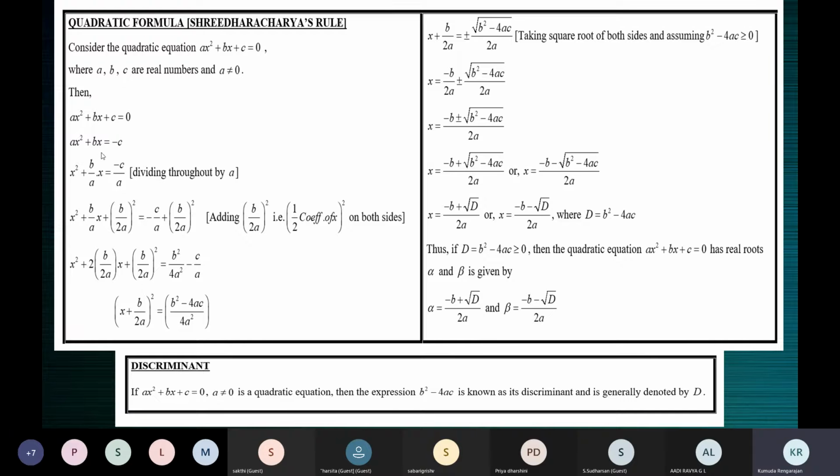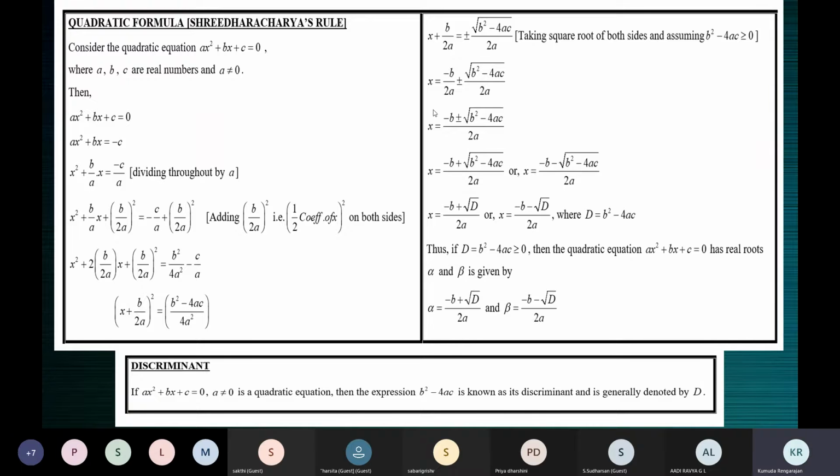So where's the x term? This is the x term. What's its coefficient? B by a. What is half of that? B by 2a. What is the square of that? B by 2a, the whole square. Add that to both the sides. Then you'll have to show that this b by a x is of the form 2pq, so 2 into p into q. Then these 3 terms in the LHS make a perfect square, and that is x plus b by 2a, the whole square.